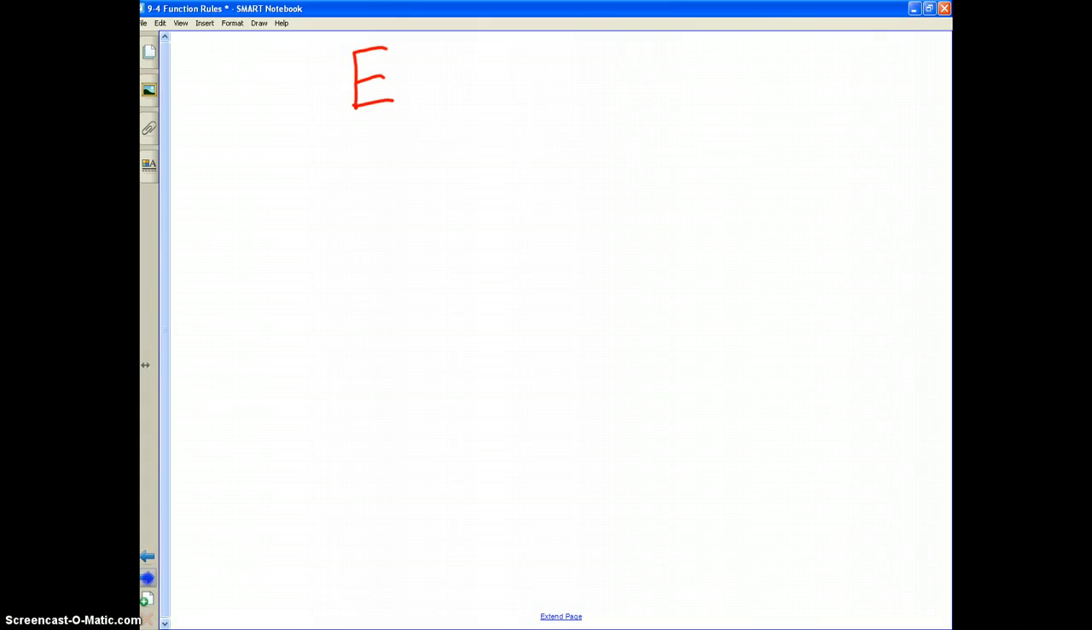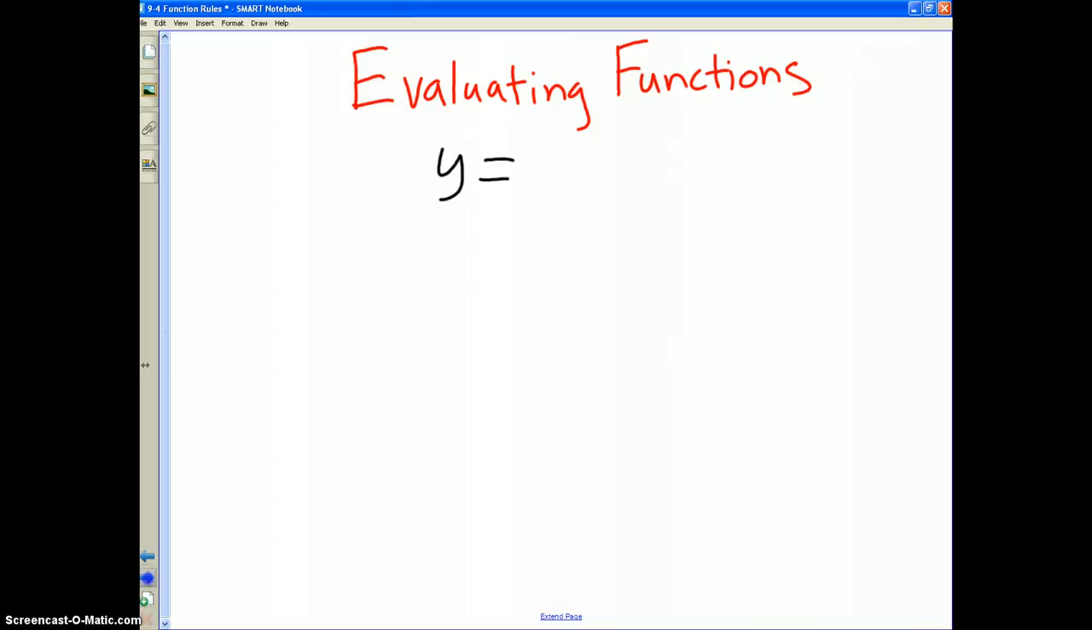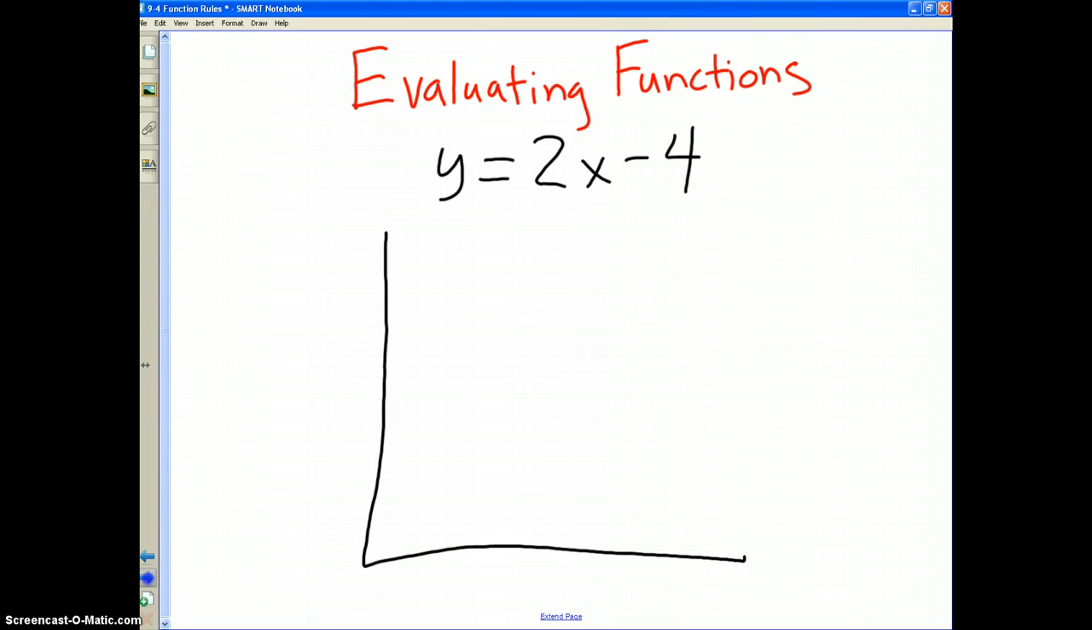Okay, so if you want to draw a line underneath those notes and do one more heading of evaluating functions. Okay, and the function that I would like to evaluate is y equals 2x minus 4. Now that they've given us that, we have to plug in x values that we want in order to find our output. So here, we're going to create a table once again.